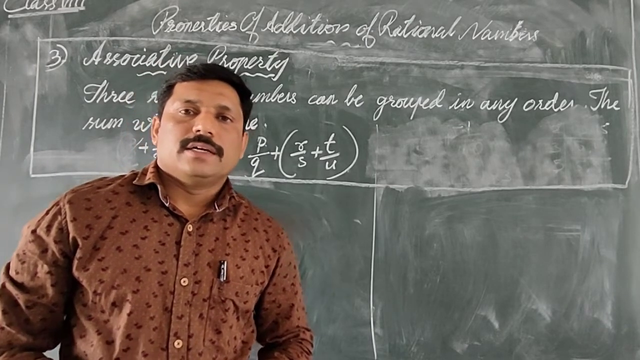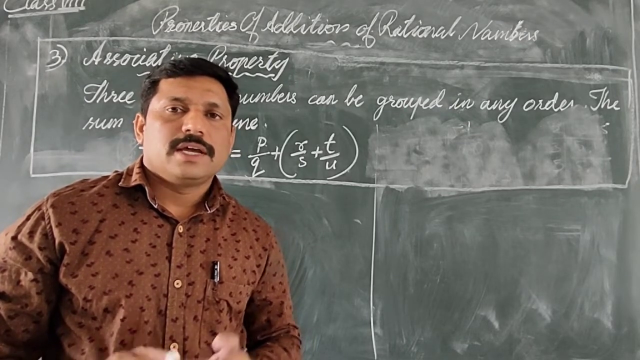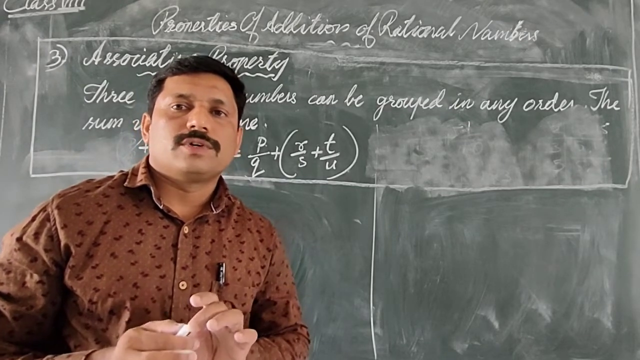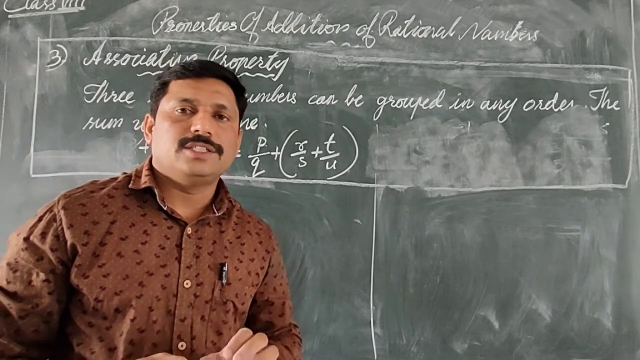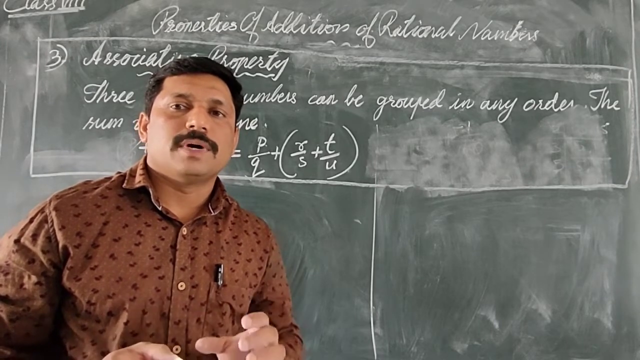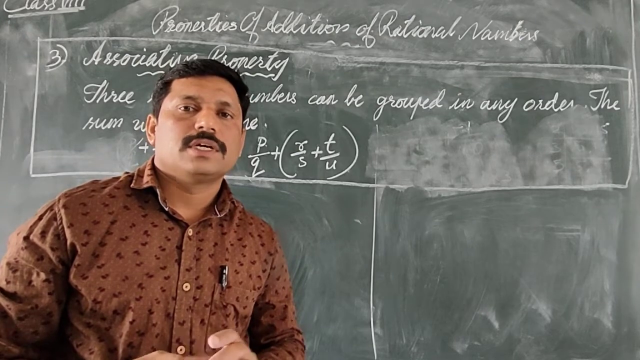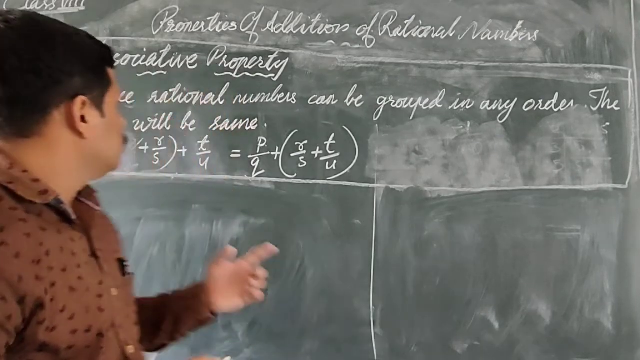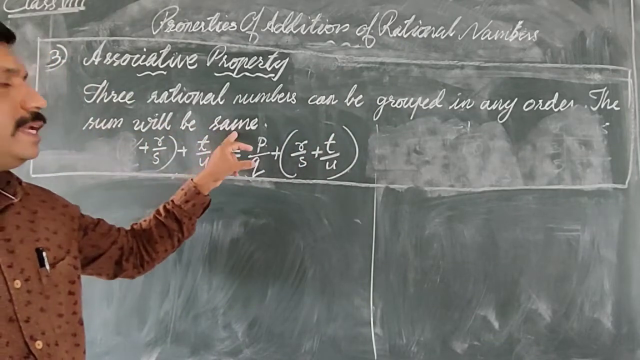This property says that when we add three rational numbers, a change in the grouping of the rational numbers will not affect the result. A change in the grouping of the numbers will not affect the result. In any grouping, if we add the three numbers, the answer will be the same. That is, three rational numbers can be grouped in any order, and the sum will be the same.